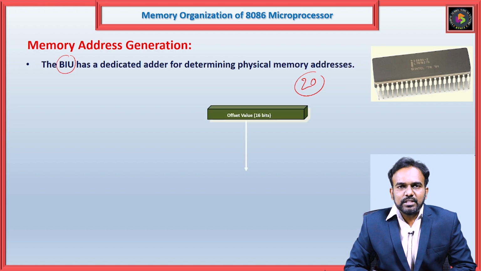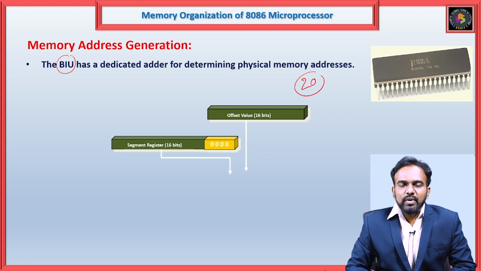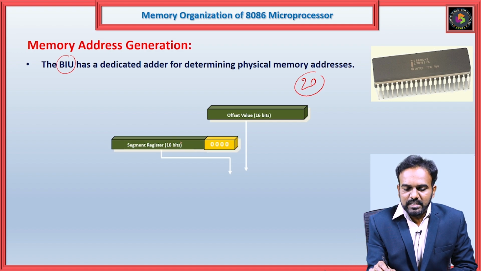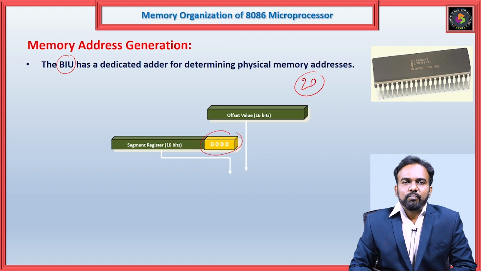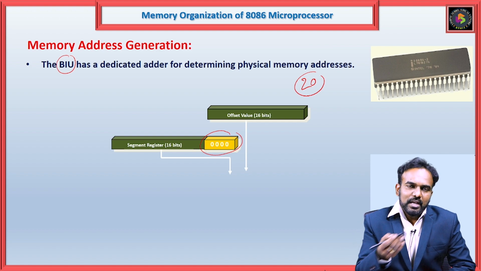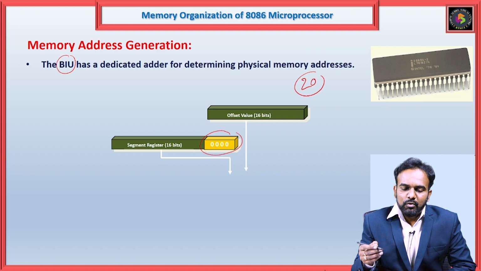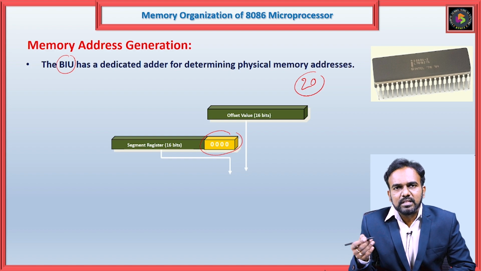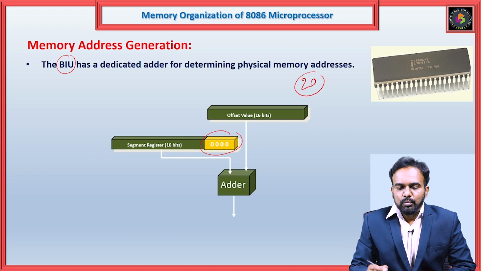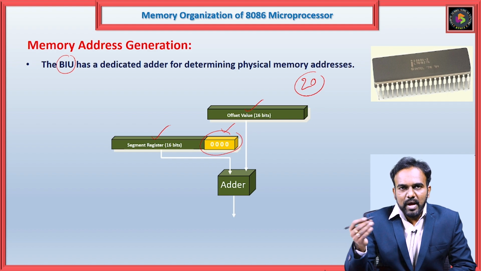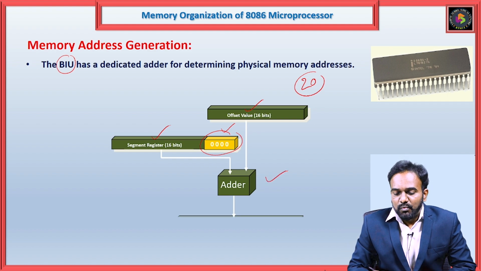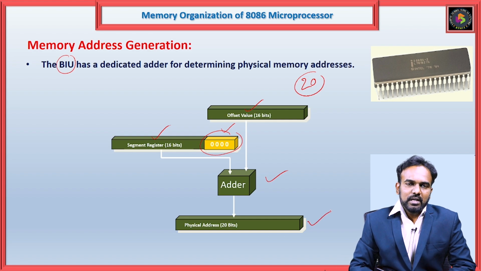First, we check the 16-bit offset value, the offset address. Next, we check the 16-bit base address by using the segment register, and here we are going to add a 0. Otherwise, we shift all the bits to the left side by 4 bits, or we may add 0. That 0 we usually call the hardwired 0. Finally, the offset address, the 16-bit address, and the added hardwired 0 are added by using the adder in the bus interface unit. Finally, we get a 20-bit physical address.